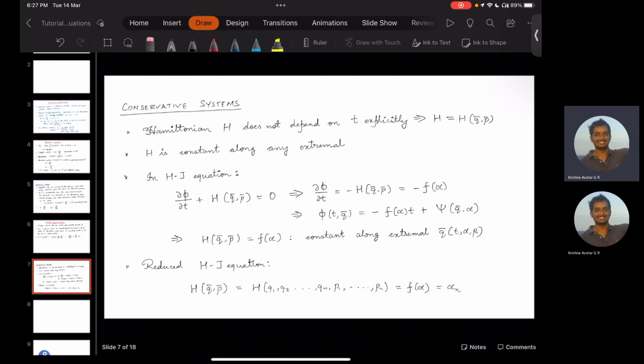So this implies that phi, upon integration, let's integrate this equation. Del phi by del t is equal to minus f of alpha. Upon integration, what we have is phi as a function of t and q vector is equal to minus f of alpha t plus psi, which is a function of q vector and alpha.